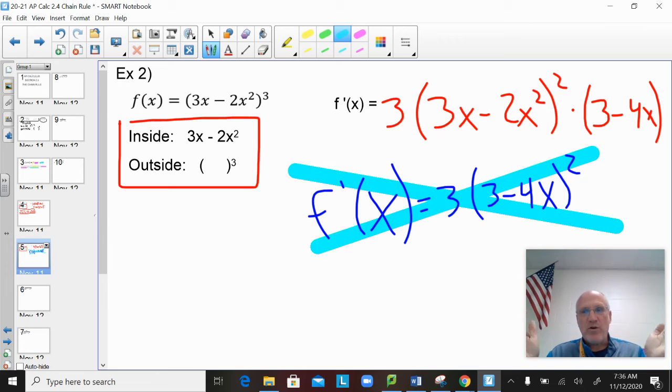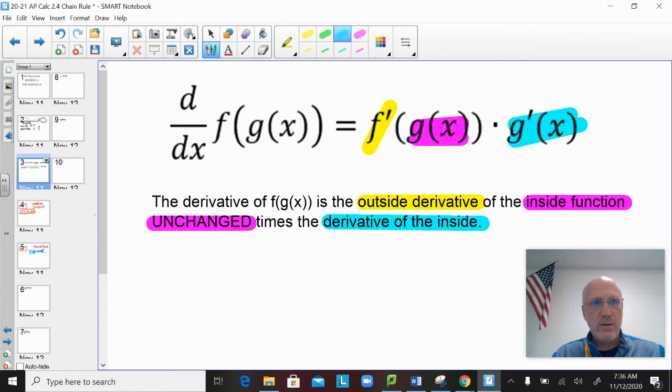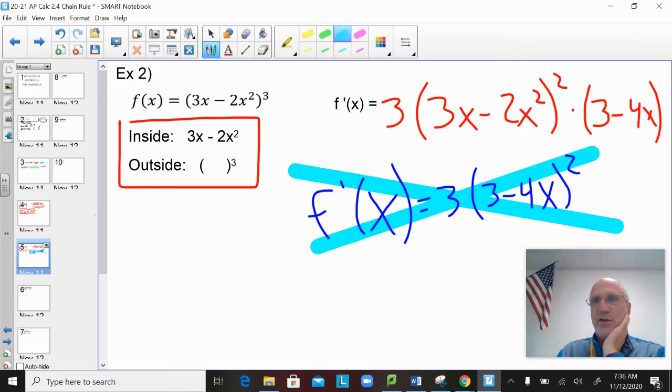So the outside function was something to the third power. And so, okay, I knew 3 times that something squared, but that's something in the middle. What did I do? I took the derivative of the inside in the middle there. That's not where that goes. So if I go back to my original picture here, what's important is the stuff here in purple. It's the outside derivative of the inside function unchanged, which I didn't do in that last example. So I'm just telling you that's a real common mistake with the chain rule. It's the outside derivative of the inside.